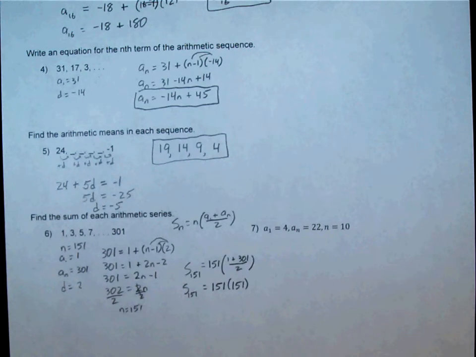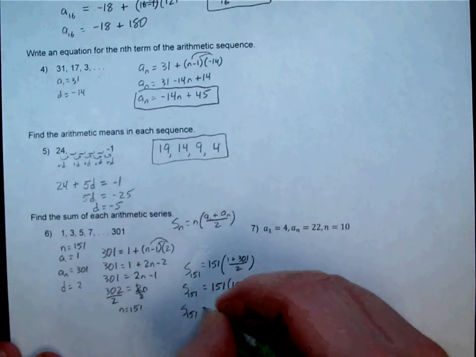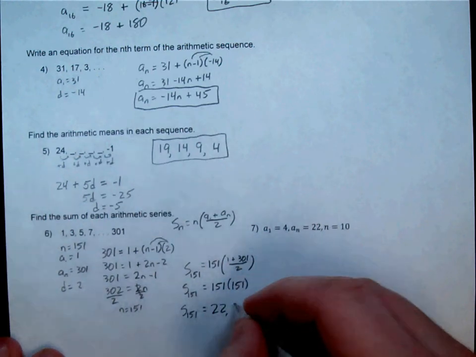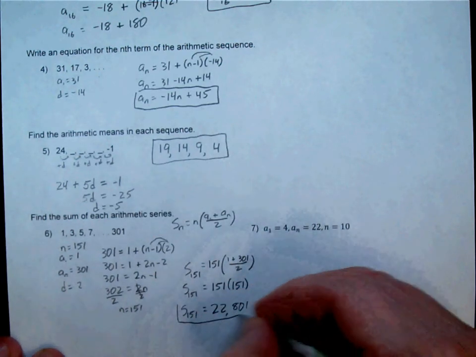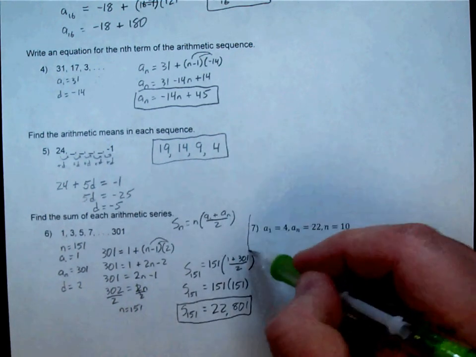And that is, well, I'll type it in the calculator. I get 22,801. So that was number 6.